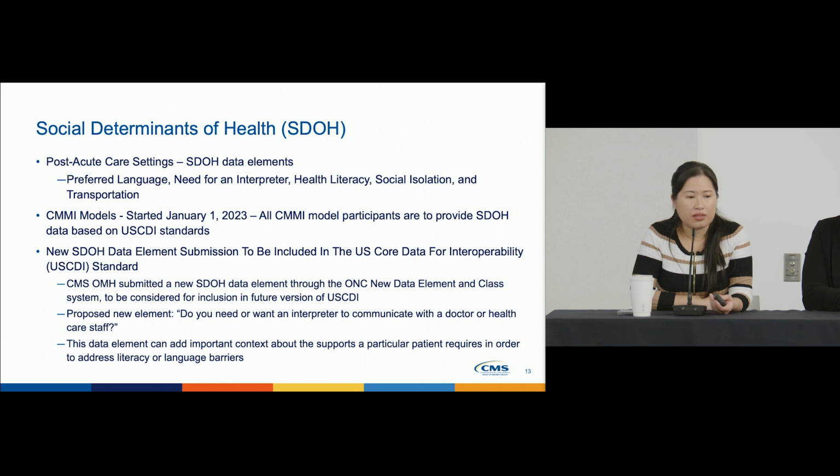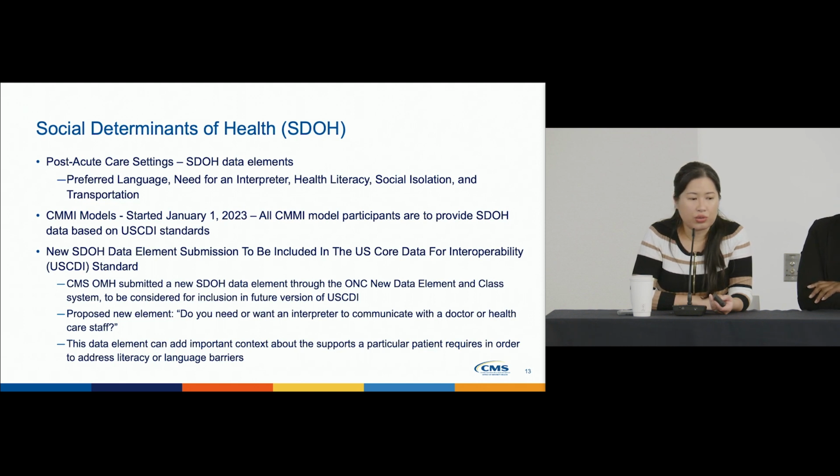In terms of the social determinants of health data, as I mentioned, we started to collect for the post-acute care settings. The data elements there are for preferred language, need an interpreter, health literacy, social isolation, and transportation. And then the model, which I mentioned earlier, we're also collecting SDOH in addition to race and ethnicity. And then our office recently submitted an SDOH data element to be considered for the upcoming USCDI version, and that is, do you need or want an interpreter to communicate with doctor or healthcare staff?